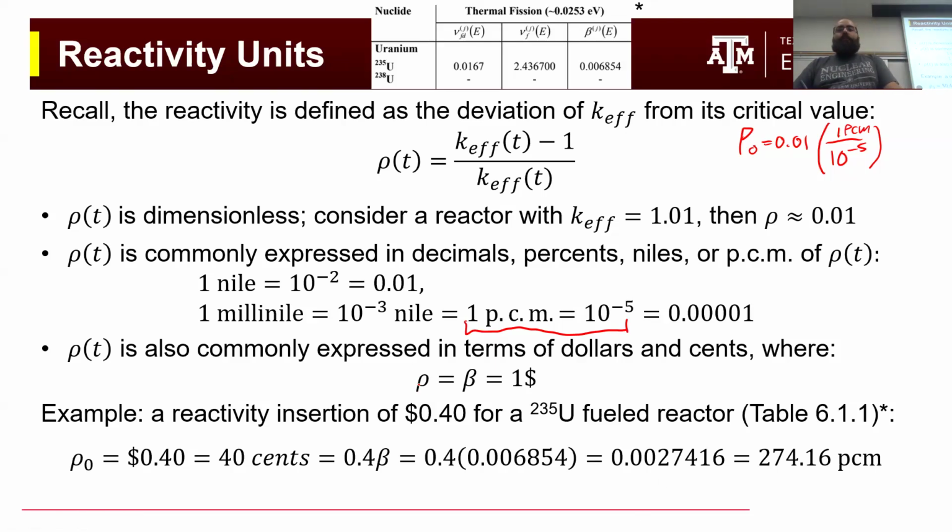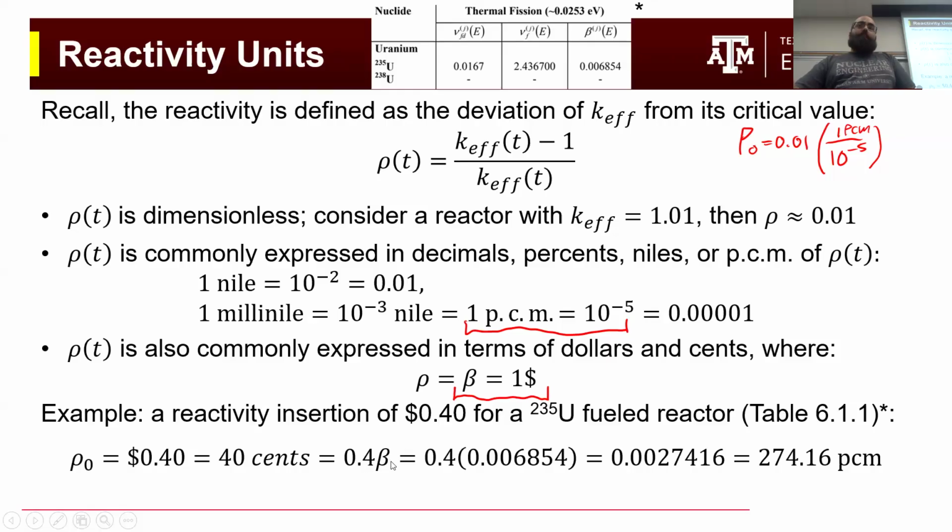Similar thing if we talk about reactivity in terms of dollars and cents. That just means if we express our reactivity in terms of beta, then beta is equivalent to $1. And so this is kind of an example of an insertion of $0.4. So you could be told that an insertion is $0.4, just in terms of our understanding of money, that's equivalent to 40 cents. But also, $1 is equivalent to beta. So $0.4 is the exact same thing as 0.4 times beta.